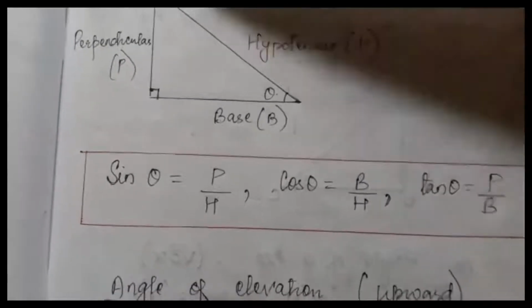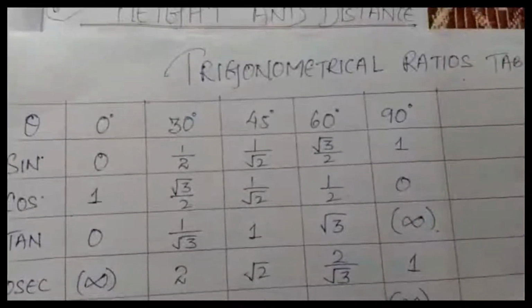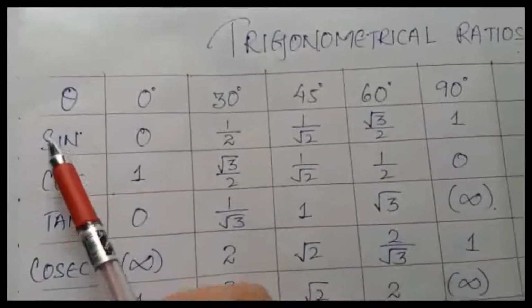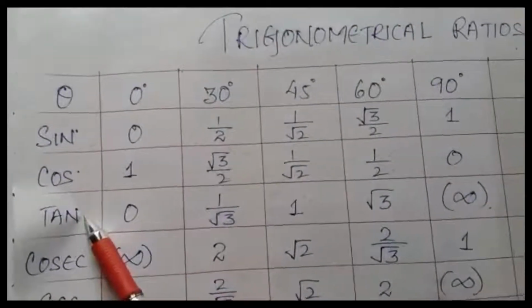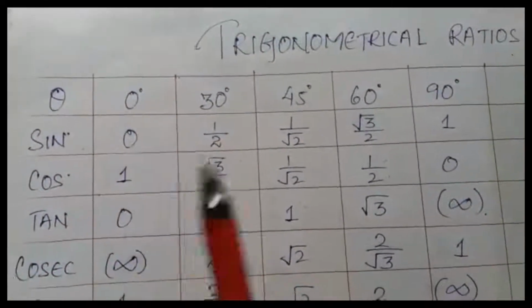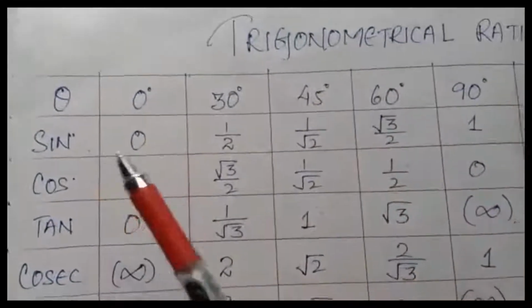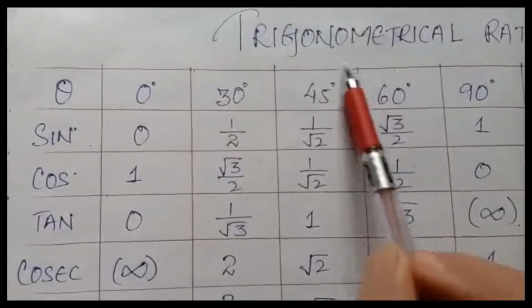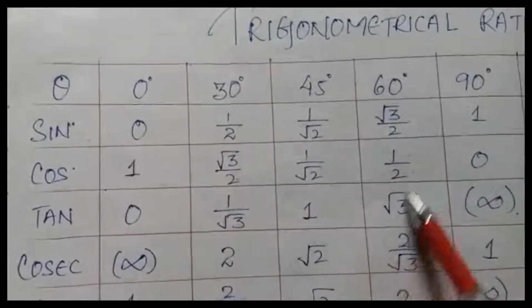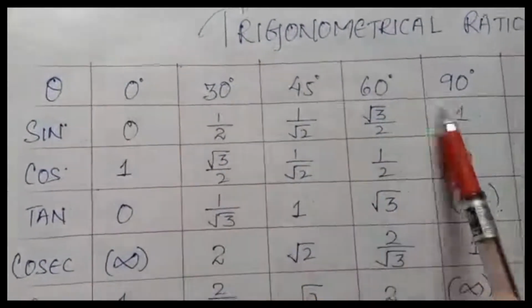And in this chapter, okay, you need this trigonometrical ratio table. You need these three, okay, sine, cos and tan. You should know the value of sine 0 is how much, sine 30 is how much, sine 45 is how much. So in this chapter you basically need these 30, 45 and 60, okay. You don't need 0 and 90.